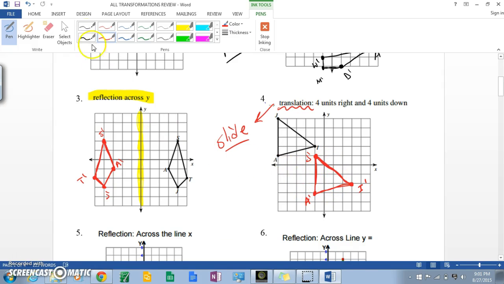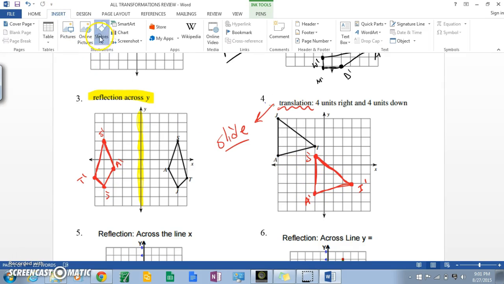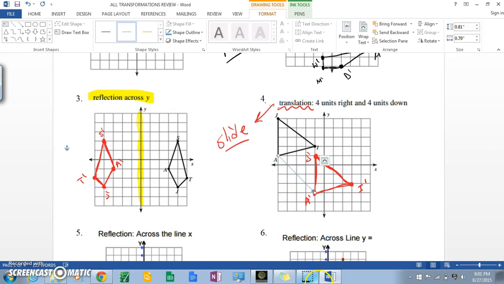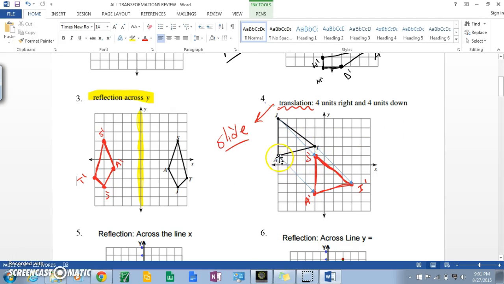There's my slide. I'm going to insert my arrows to show. These arrows have a fancy name. They are called vectors, and that's a word we'll talk about more as we get into things. The vectors tell us the direction and the distance that the shape moves. In this example, it moves down and to the right.